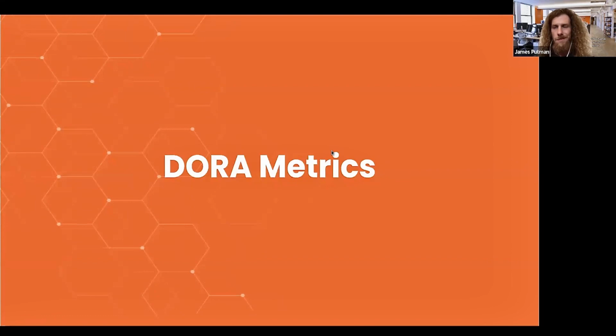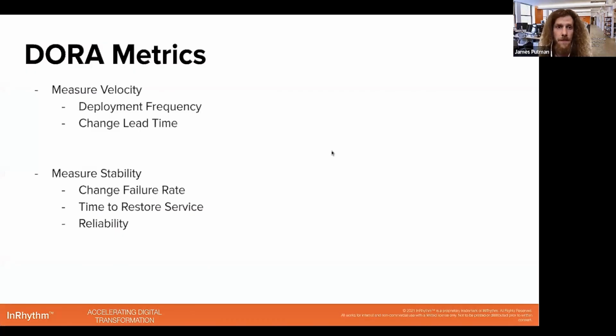And so we talked a little bit about what DORA is and how it started. Let's talk about some of the metrics themselves. So the DORA metrics, we can break these down into two main categories, measuring the velocity and measuring the stability of the organization. So for the velocity portion, we have deployment frequency.